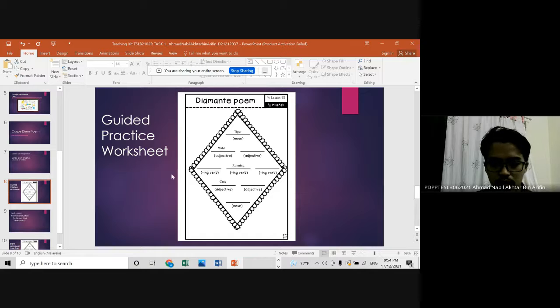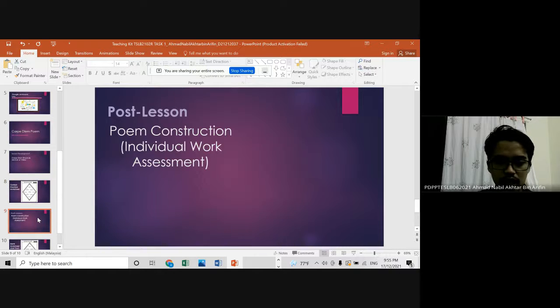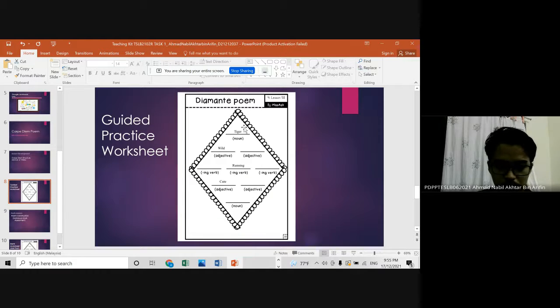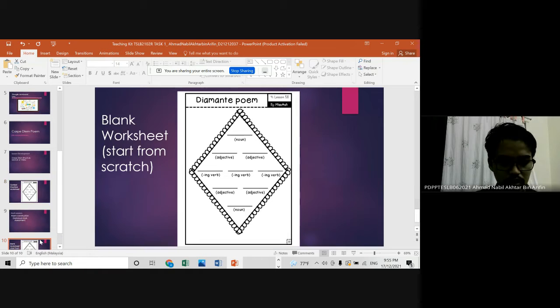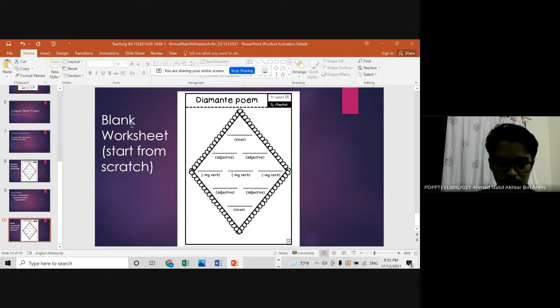Once the students have practiced the worksheet, the last step in the lesson would be to ask the students to construct their own diamante poem. The teacher can use a similar worksheet but with no answers at all. So the students can now think of their own diamante poem. Here there is a blank worksheet, so the students start from scratch.